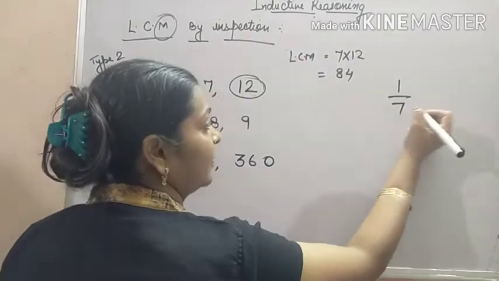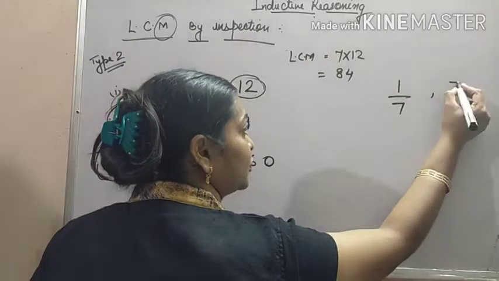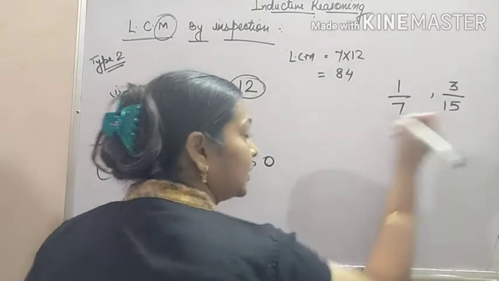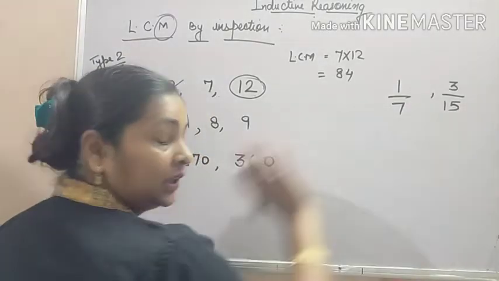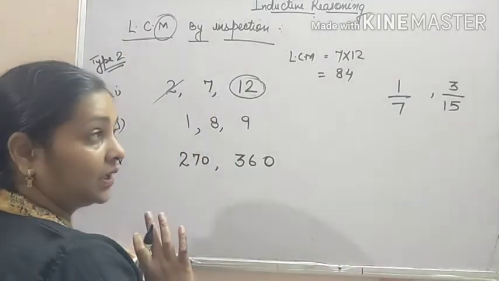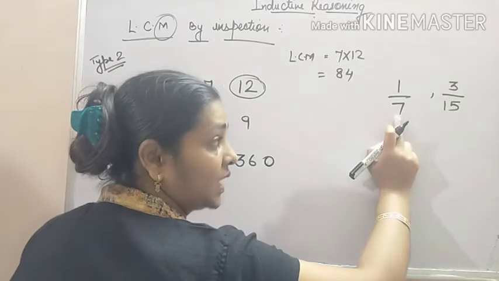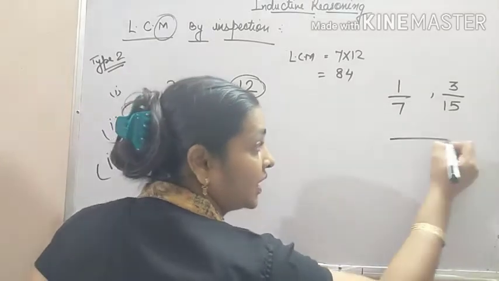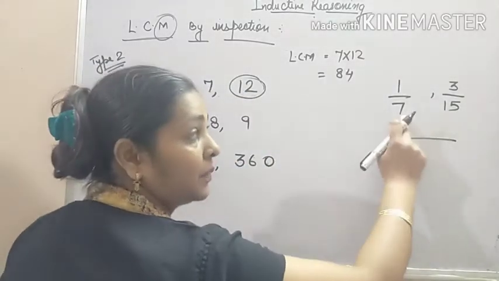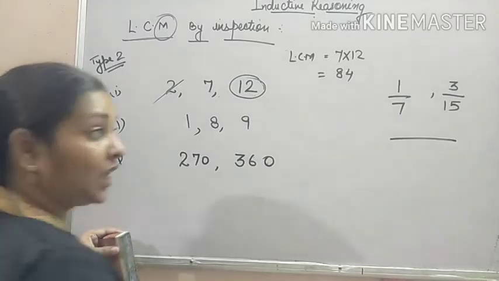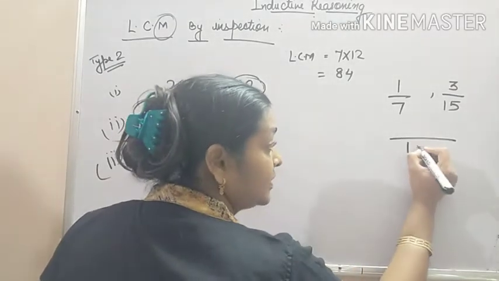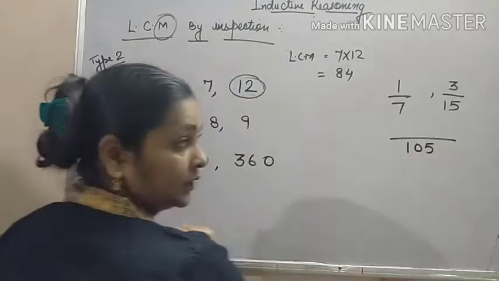1 by 7 and suppose it is 3 by 15. Now you can see that 15 is not a prime, but 7 and 15 are co-prime to each other, or you can say 7 is a prime number and 15 is there. The LCM will be just the multiplication of the two numbers. Now 15 sevens are 105.